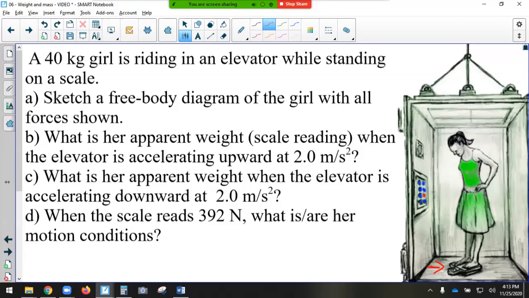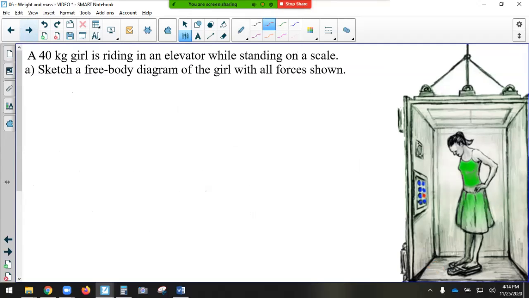Part A says sketch a free body diagram of the girl with all the forces shown. Part B, what is her apparent weight? So the scale reading or the normal force. When the elevator is accelerating upwards at 2 meters per second square, what is her apparent weight when the elevator is accelerating downwards at 2 meters per second square? And when the scale reads 392 newtons, what are her motion conditions? So part A is what we'll start with. Part A just says draw the free body diagram.